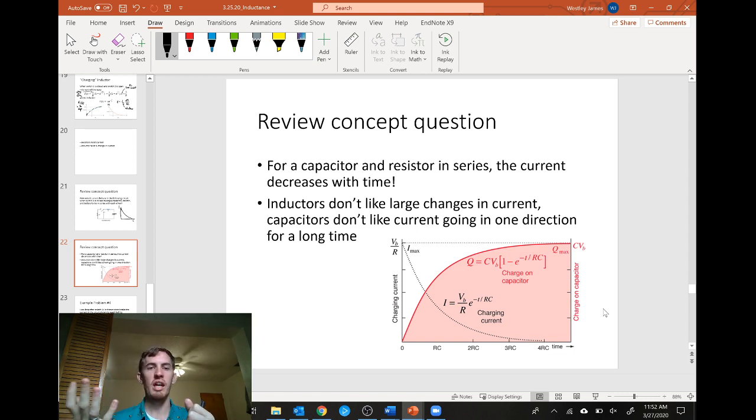Inductors, after a long time has passed, they don't really do anything anymore. Whereas capacitors, after a long time has passed, they completely stop it. So inductors stop it all at the beginning. Capacitors stop it all at the end.